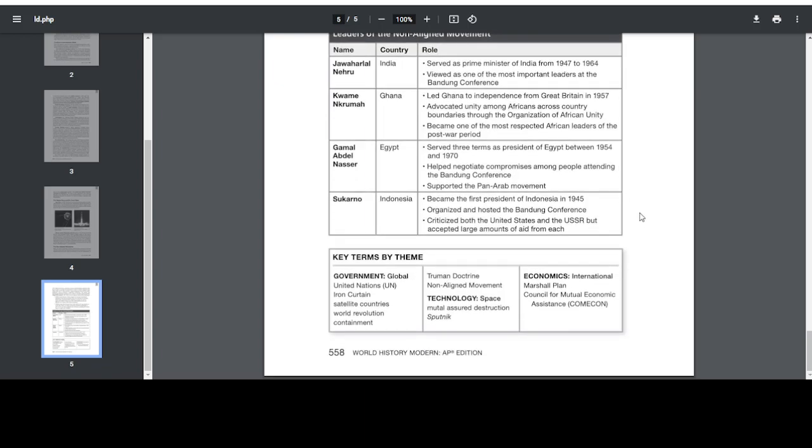Key terms by theme. Government, global. United Nations, UN. Iron Curtain. Satellite countries. World revolution and then containment. Truman Doctrine. Non-aligned movement. Technology. Space. Mutual assured destruction. Sputnik. Economies, international. Marshall Plan. Council for Mutual Economic Assistance. COMECON. As in come, as in COMECON.